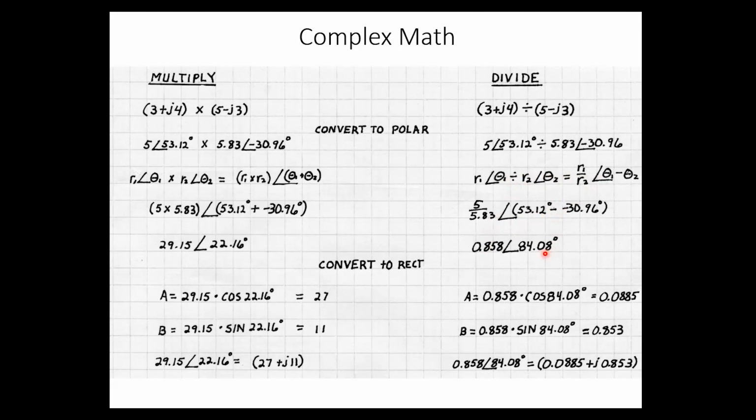Dividing it now, this becomes inductive, right? And if I convert it back from polar to rectangular mode, or from a phasor to a simple complex Cartesian coordinate, I get 0.0885 plus j0.0853, which is where we started.